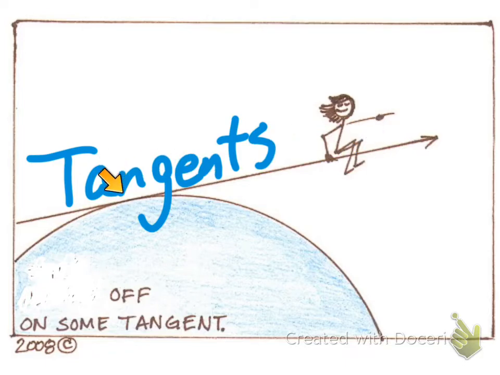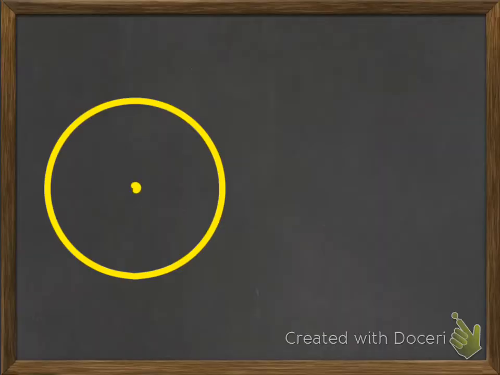So here's a tangent line and a circle. It intersects the circle, it just touches the circle at just one point. So it's not going through the circle, it's just barely touching it. So that's what we're going to look at.